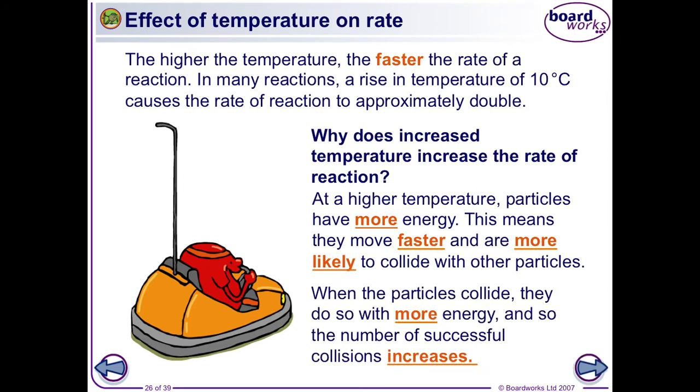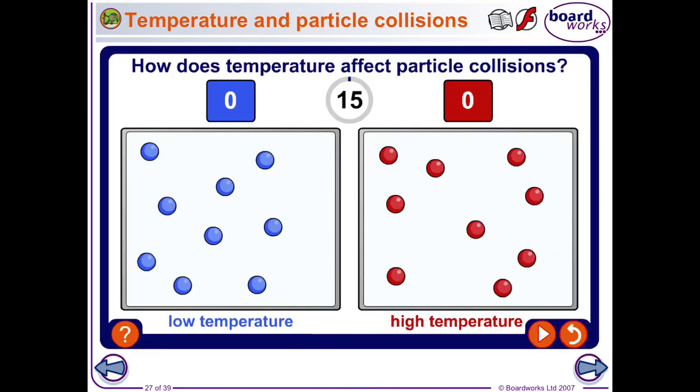When the particles collide, they do so with more energy, and so the number of successful collisions increases. So the chances that they will bump into each other will be more likely because they're moving around a lot more. Here is an example.